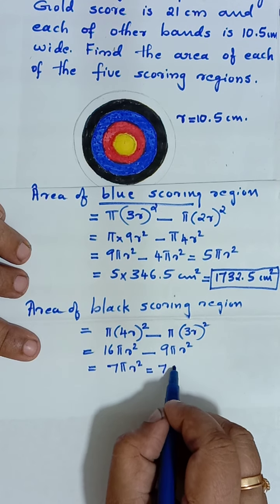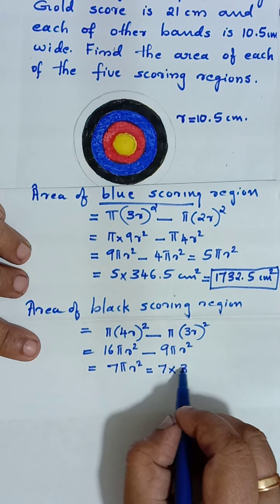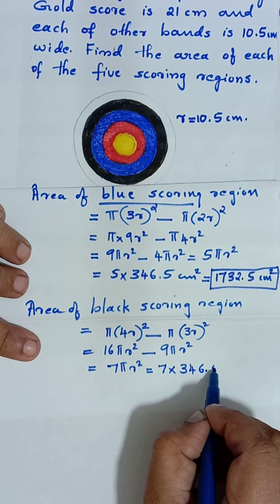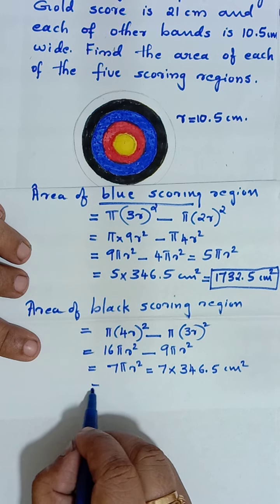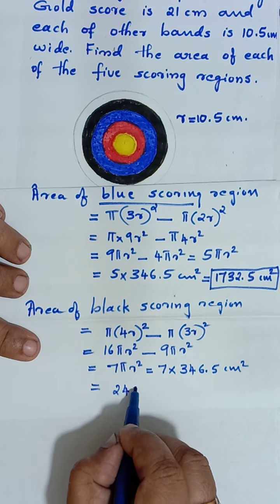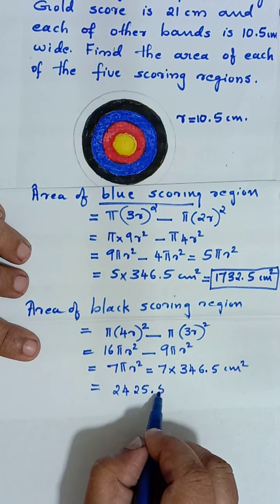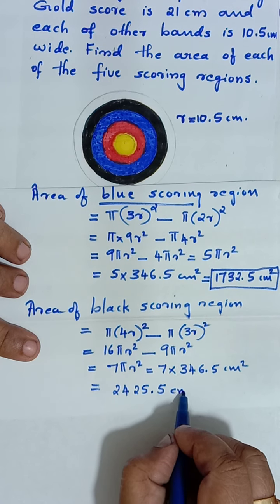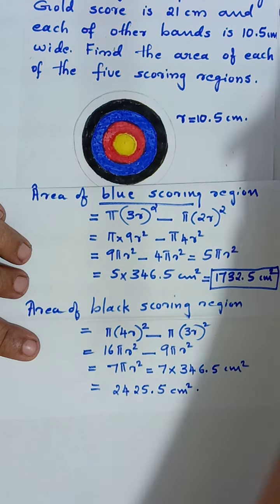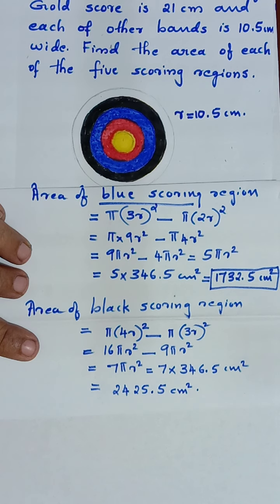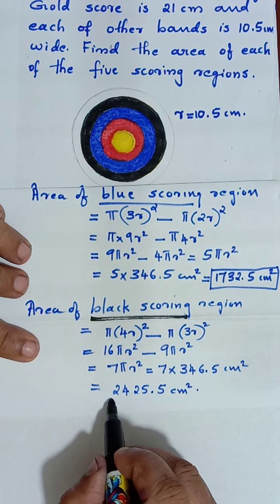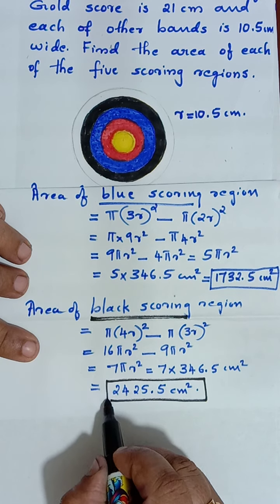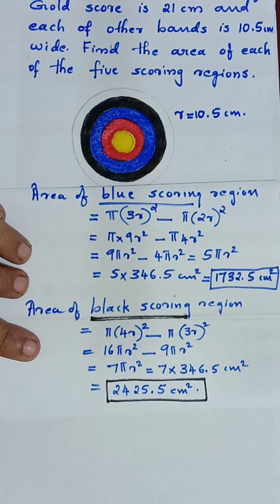That is 7 into pi r square value, 346.5 cm square. What is that equal to? 2425.5 cm square. That is the area of black scoring region. So we can just mark it, black scoring region's area. We got it now.